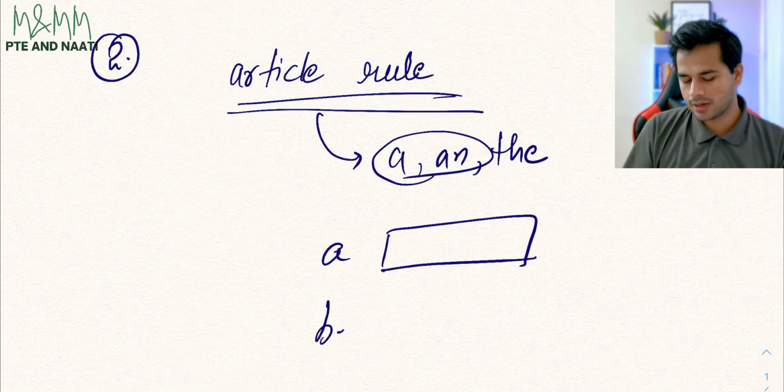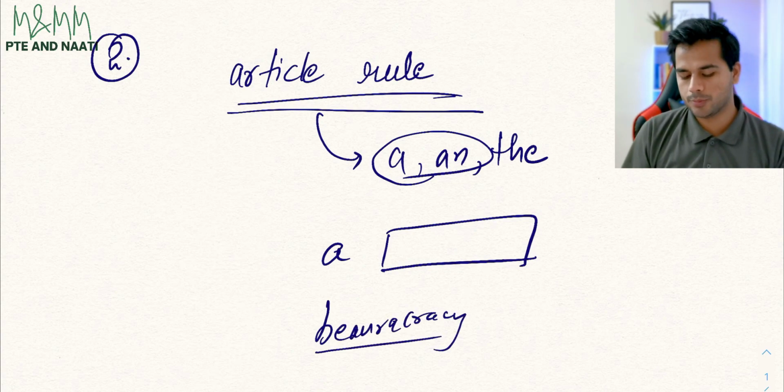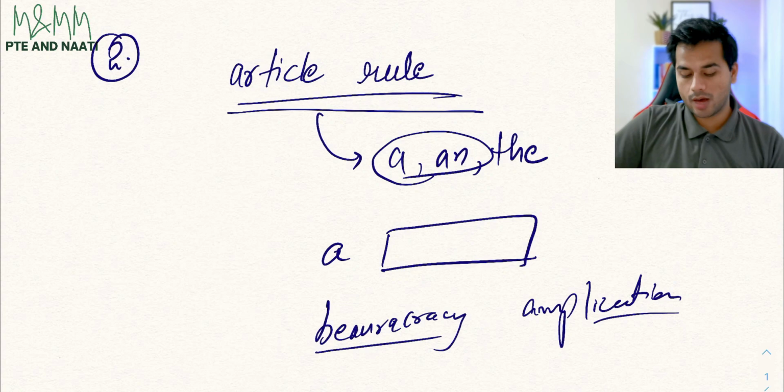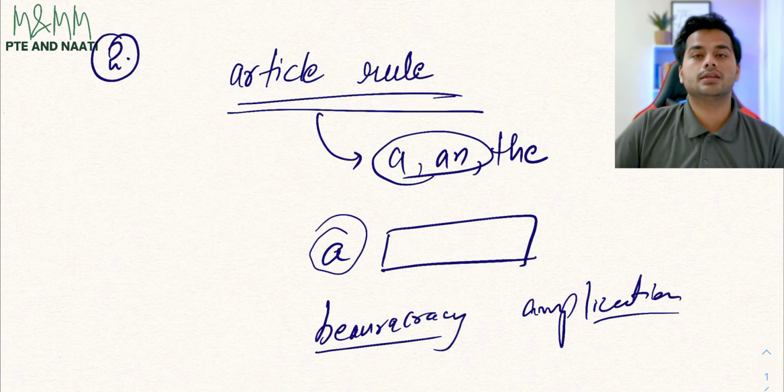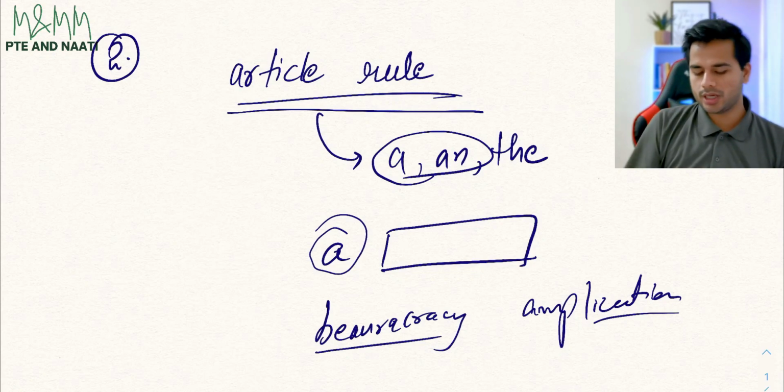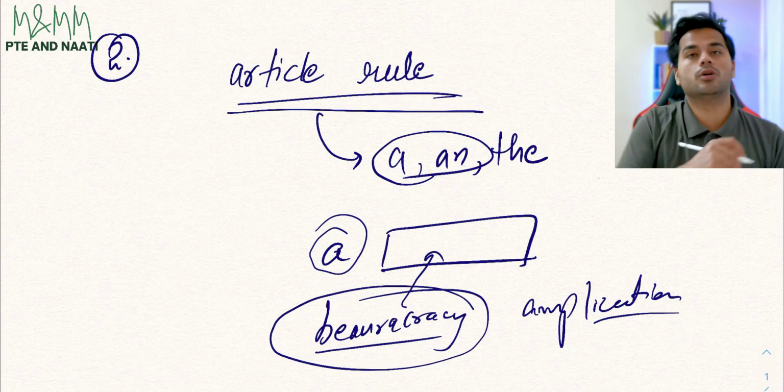Let's say the words are bureaucracy. So I'm just writing down roughly. Bureaucracy, amplification, and there might be some other word. Now I know that a is an article and we are looking for a consonant sound after the letter a. Straight away I know my correct answer has to be bureaucracy.